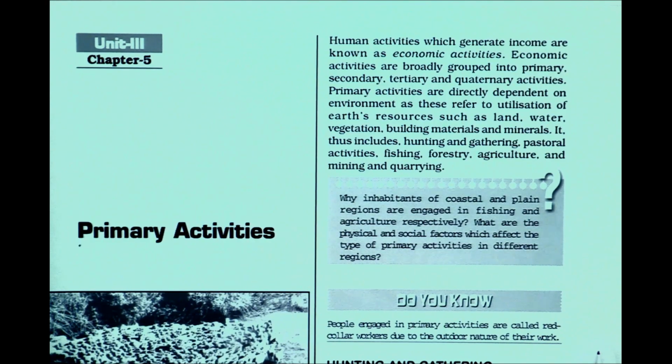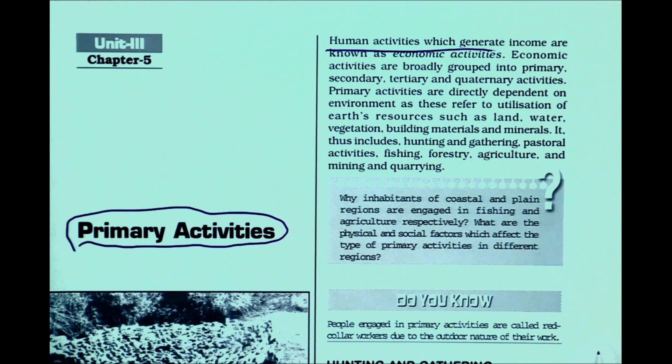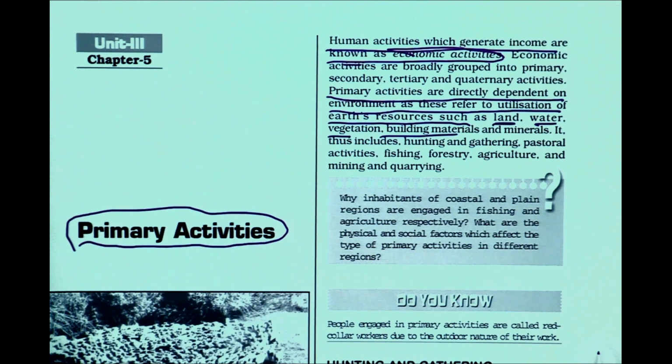So primary activities, chapter number 5 that we are picking up here, and the primary activities includes different categories of population with different levels of technology utilization. Our NCERT begins saying human activities which generates income are known as economic activities, and primary activities are directly dependent on environment as these refer to utilization of earth's resources as land, water, vegetation, building material, minerals. And that is the reason primary activities includes hunting and gathering.